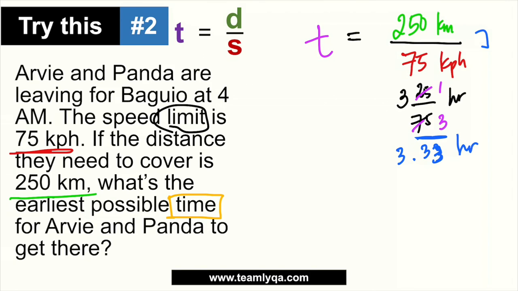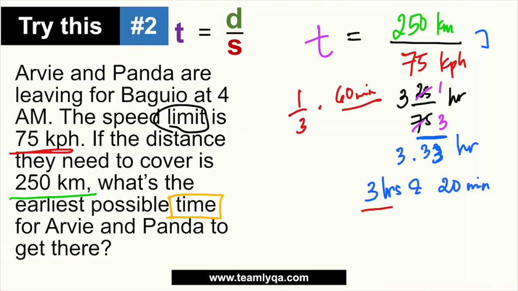At kung kailangan mo namang gawing hours and minutes yung unit mo, you have 3 hours and 20 minutes. Now, paano nakuha yung 20 minutes? Nakuha natin yan dun sa one-third ng isang oras. Ang isang oras ay may 60 minutes, so minultiply ko lang yan. 60 over 3 is 20 minutes. So, ito yung length ng kanilang trip.